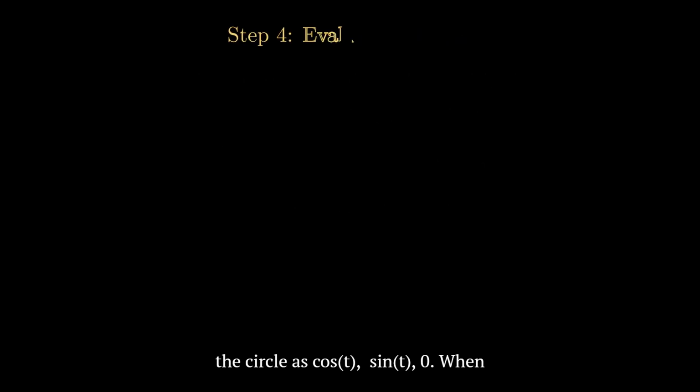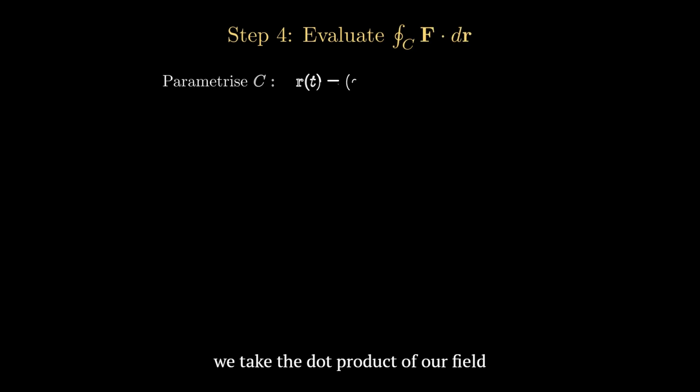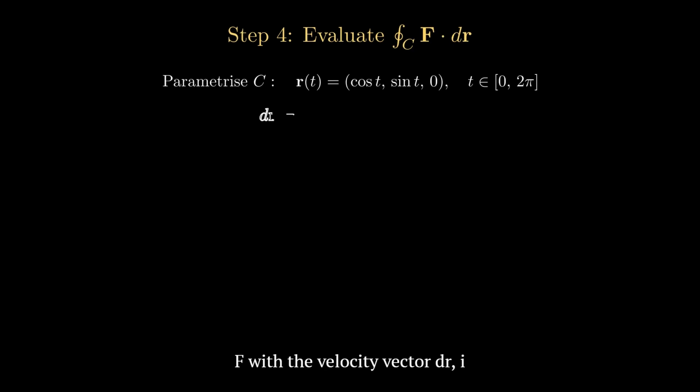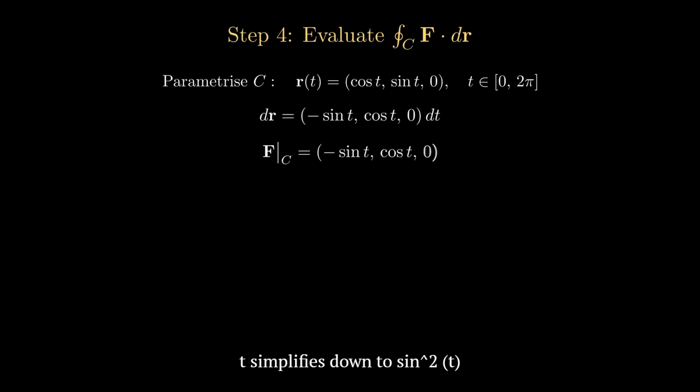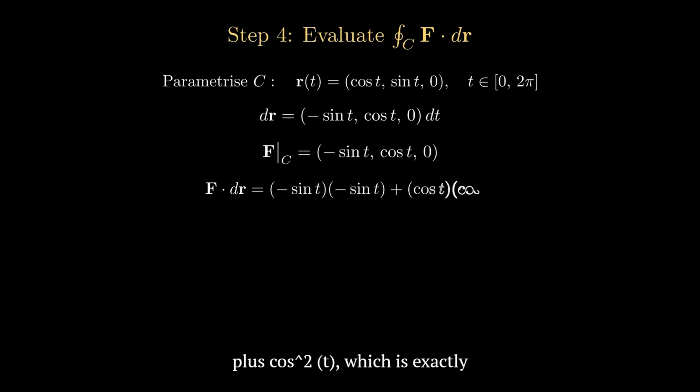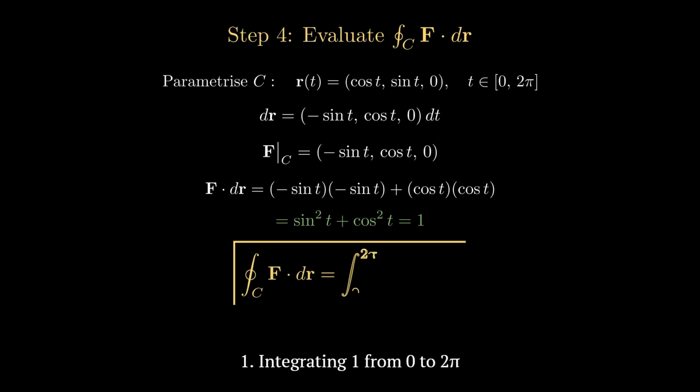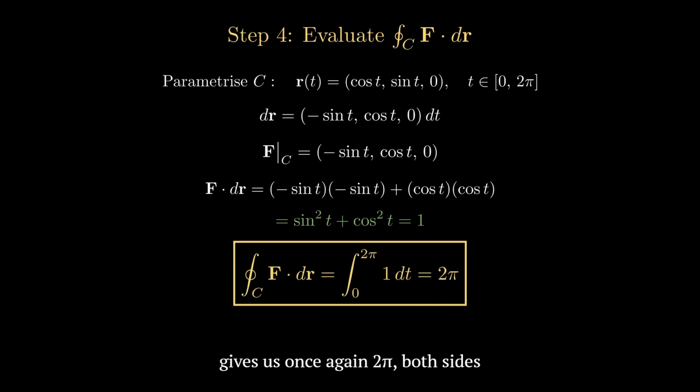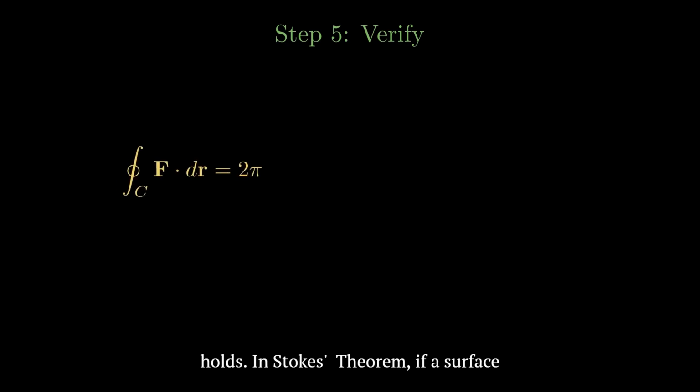Now for the boundary. We parameterize the circle as (cosine t, sine t, 0). When we take the dot product of our field F with the velocity vector dr, it simplifies down to sine squared t plus cosine squared t, which is exactly 1. Integrating 1 from 0 to 2 pi gives us, once again, 2 pi. Both sides equal 2 pi, so our theorem holds.